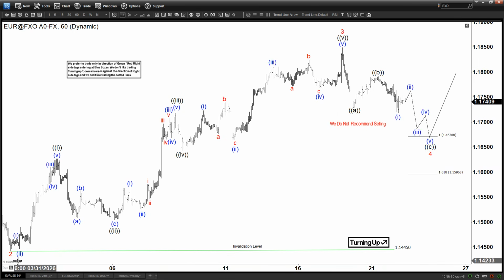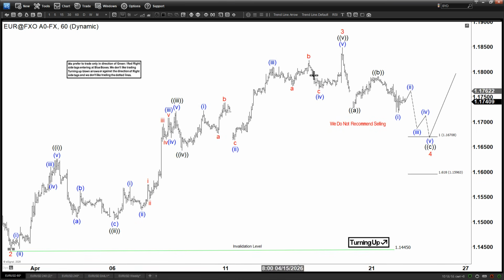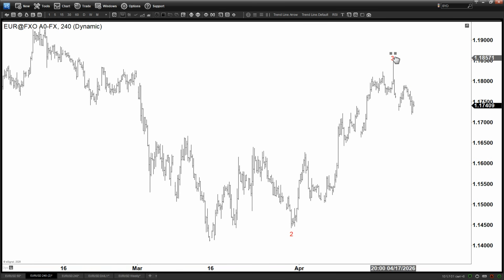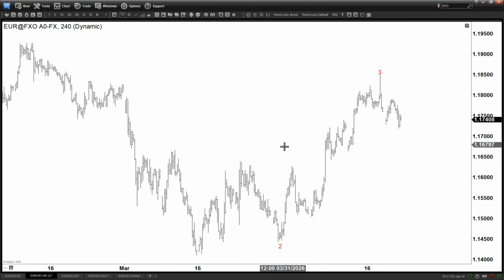So here, the 4-hour time frame, guys. So let me copy this wave 2 right here. This is the wave 2, and this is the wave 3. Okay. So we're looking for a wave 4 pullback. Now by looking at this, we can sort of guess where the wave 1 is, right? Wave 1 should be right here.